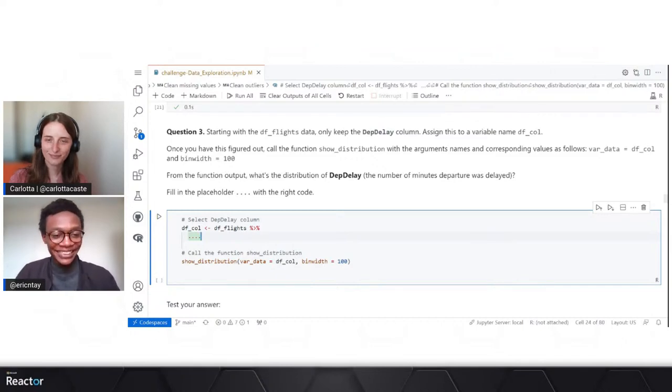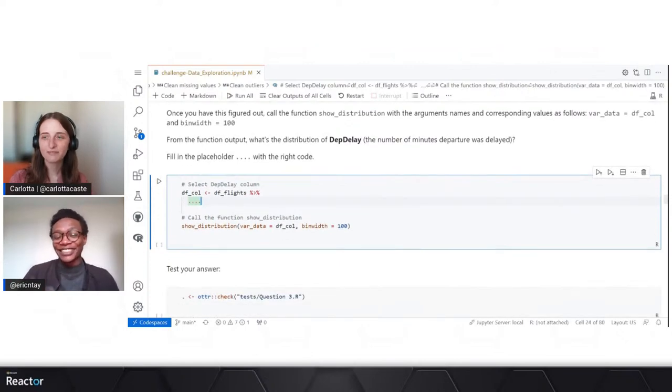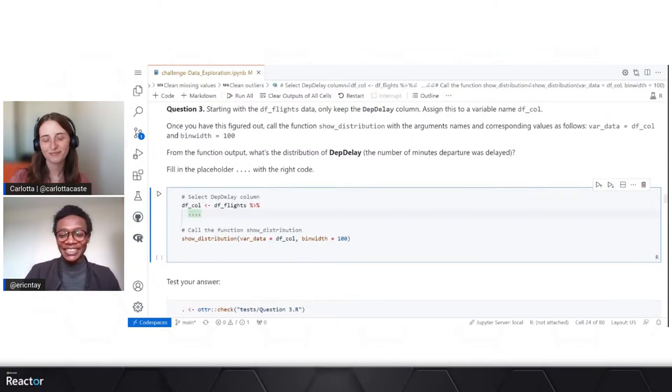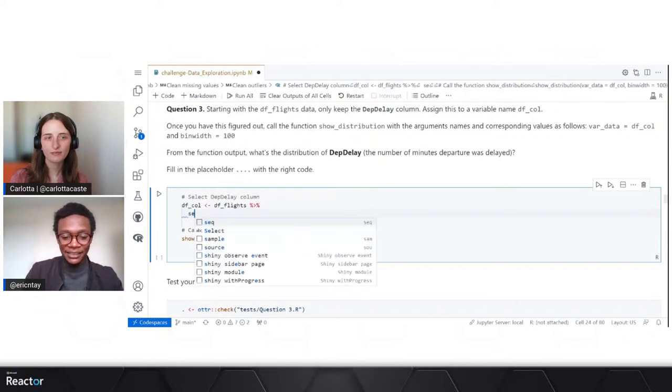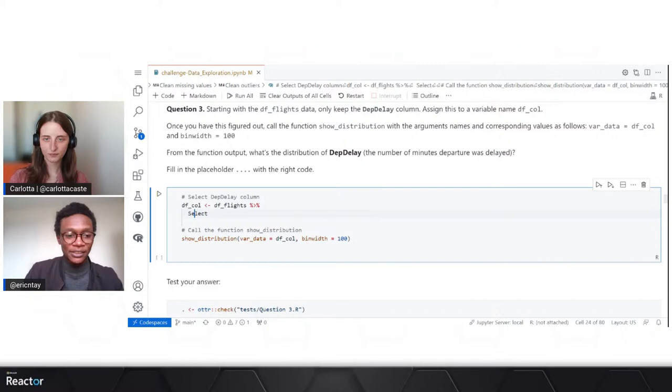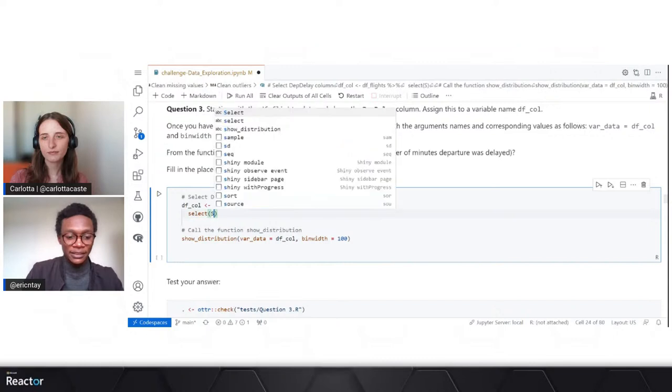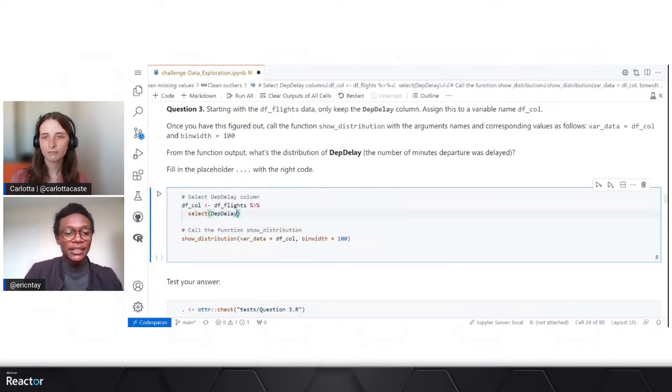So I would also go with select. You know what, Carlotta? Hold that thought. We'll put select, and then we'll test our answer to see if that's correct. All right, so let's go with the select verb. You want to keep the departure delay column, so we start with the flight data, and then select the column departure delay, which is the number of minutes that a flight was delayed.